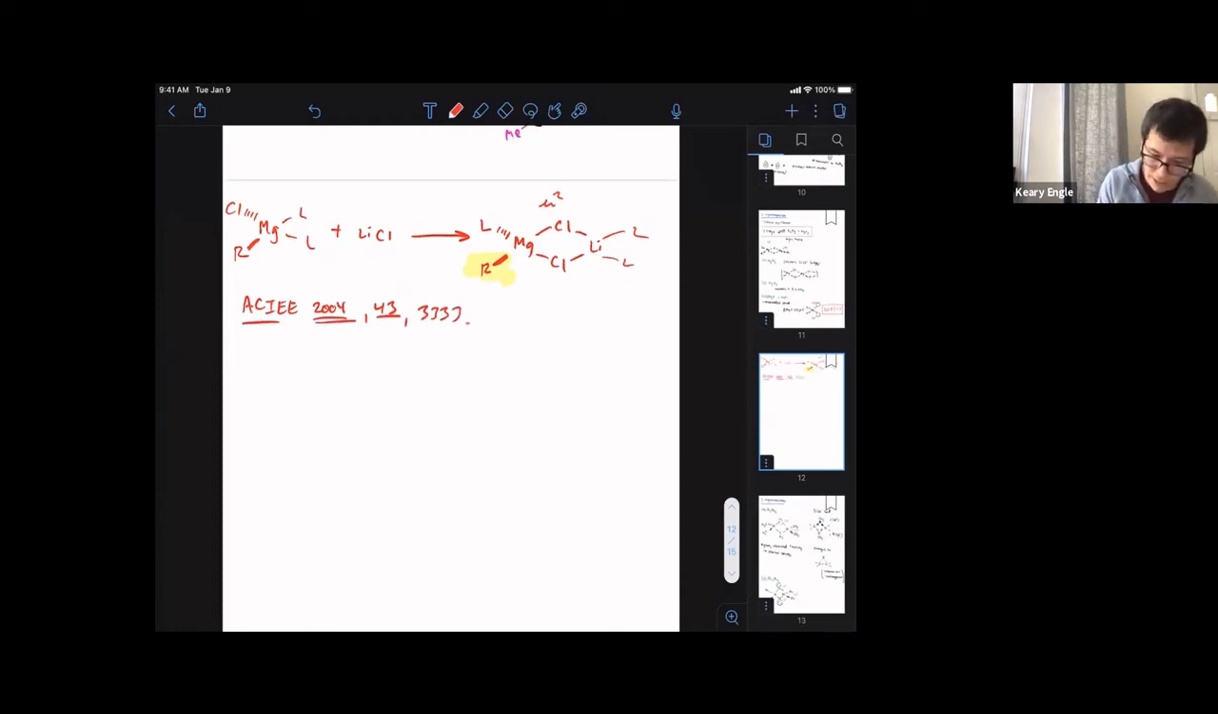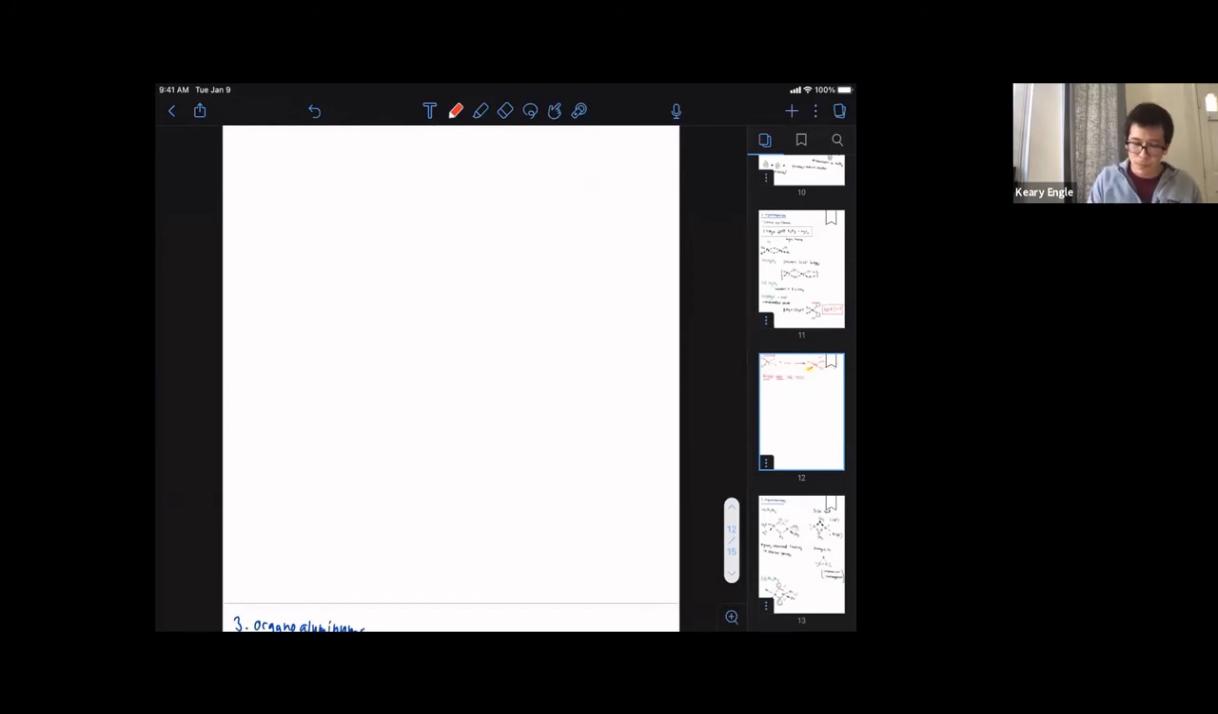Okay, so this was problem of the day number 3. How about problem of the day number 4? So here it's asking about the empirical observation that addition of dioxane enhances reactivity of Grignard reagents. And so let's think back to our Schlenk equilibrium.